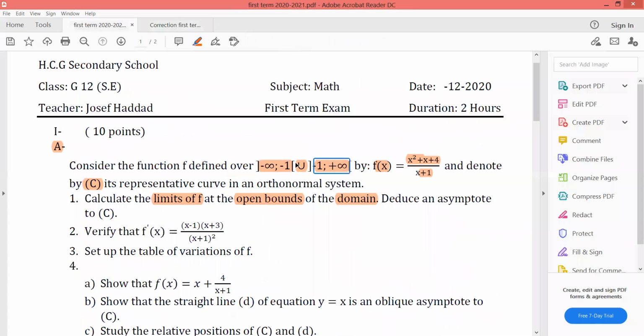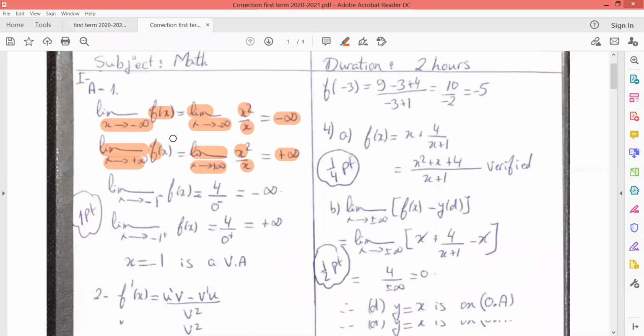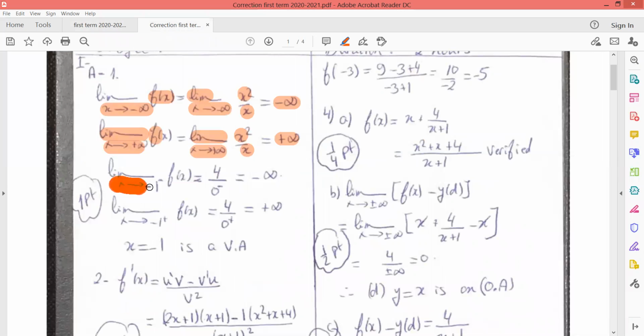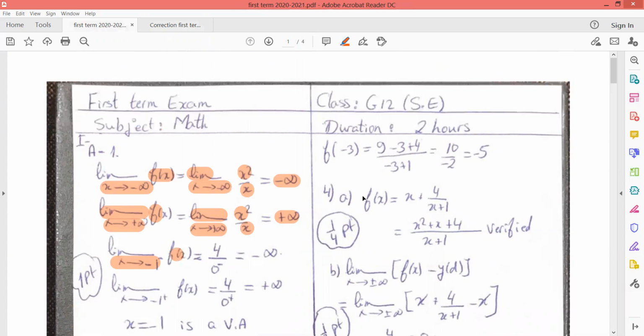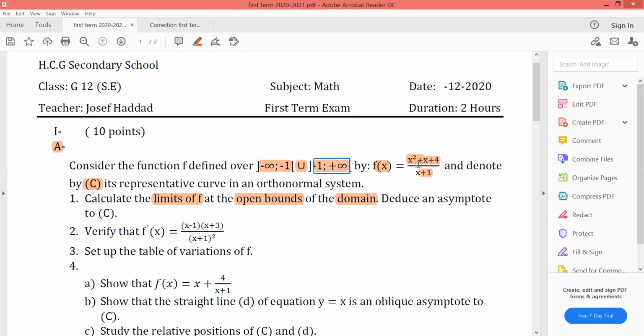Here in the domain, you have minus 1 here and minus 1 here. So we are going to determine the limit as x tends to minus 1 minus and x tends to minus 1 plus. So limit as x tends to minus 1 minus of f(x). Minus 1, we replace x by minus 1 in the numerator. Minus 1 squared is 1. 1 minus 1 is 0. We get 0 plus 4, 4.